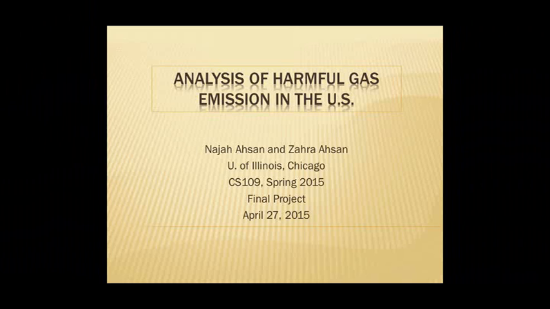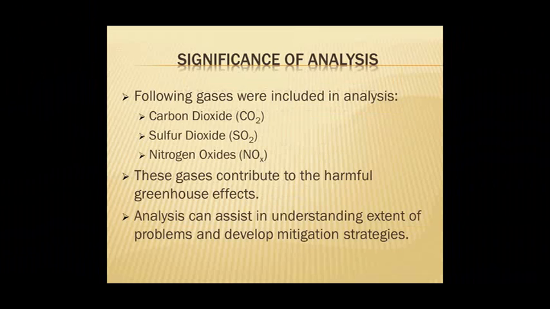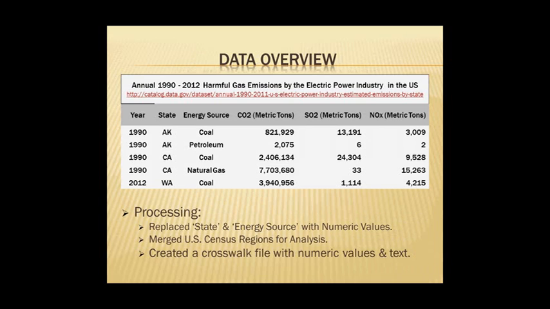And I'm Najah Ahsan. The title of our project is The Analysis of Harmful Gas Emission in the U.S. We performed this analysis because we wanted to analyze emission data of three harmful greenhouse gases: carbon dioxide, sulfur dioxide, and nitrogen oxides. We anticipate that such analysis can assist in understanding the extent of problems and develop mitigation strategies.